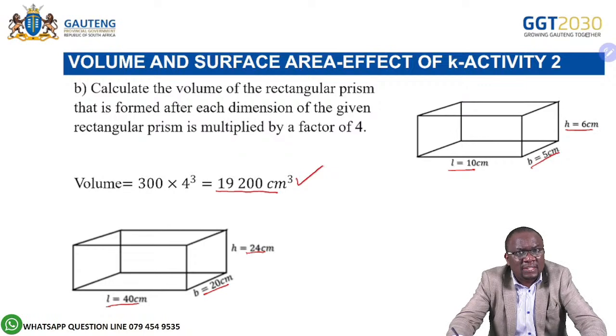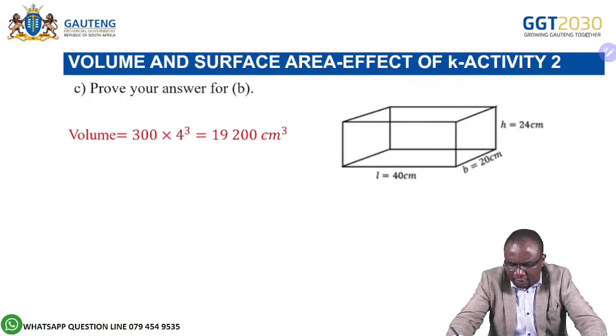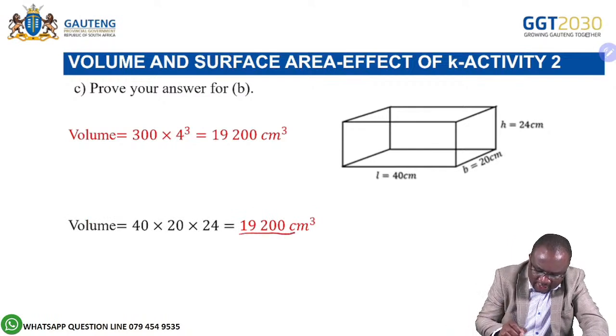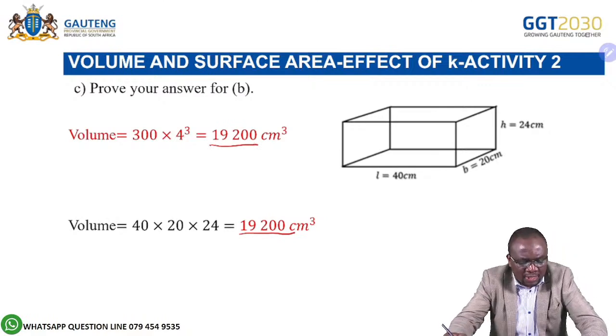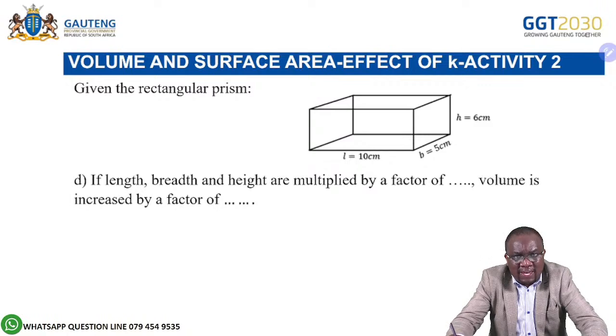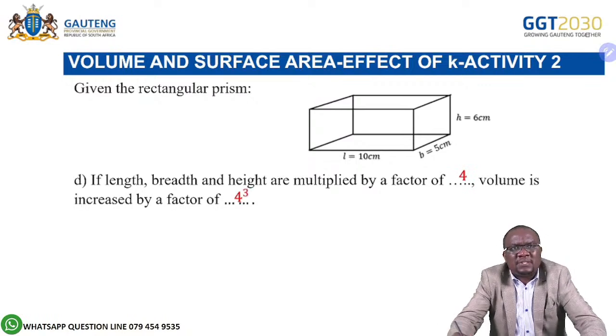If we calculate the volume of this new rectangular prism, are we going to get 19,200 cubic centimeters? Let's see. 40 times 20 times 24. Yes, we're getting the same answer. So this is very true. If we multiply the dimensions of the rectangular prism by k, then the volume is increased by a factor of k cubed. In this case, our k was 4. I really hope that you have understood this part.